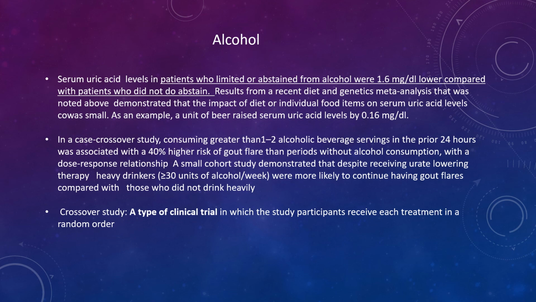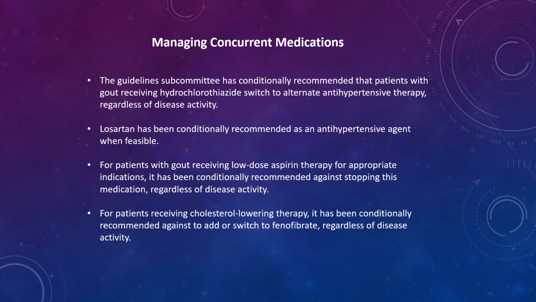Alcohol, if possible, should be limited or abstained because it can raise uric acid levels. It's been found in a crossover study where people received treatment in a random order that they had a 40% higher risk of gout flares with alcohol consumption.